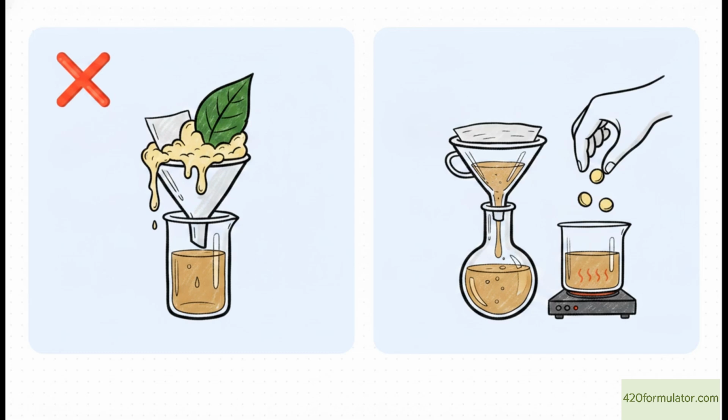Instead, the correct method is to prepare and completely strain your infused oil first. Only after that's done do you add the cetearyl alcohol to the heated oil phase of your final product. You basically just treat the infused oil like any other oil in your formula.